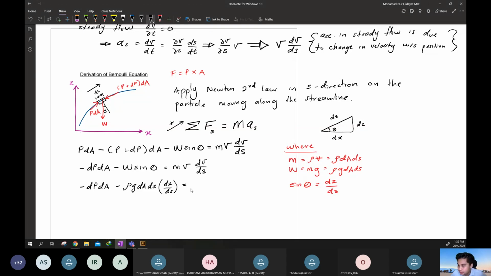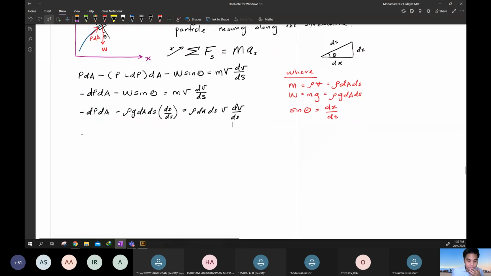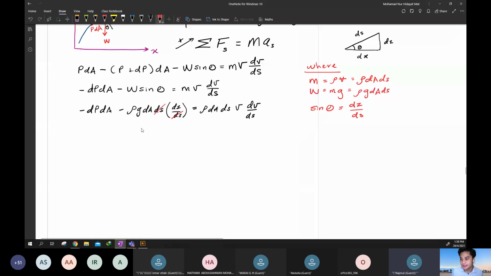Can we simplify dS with dS? Yes, we can. Can we simplify dA, everyone? Yes, we can see dA, dA, and dA. We can cancel dA. So what we have here is actually negative dB minus rho g dz equal to rho V dV.